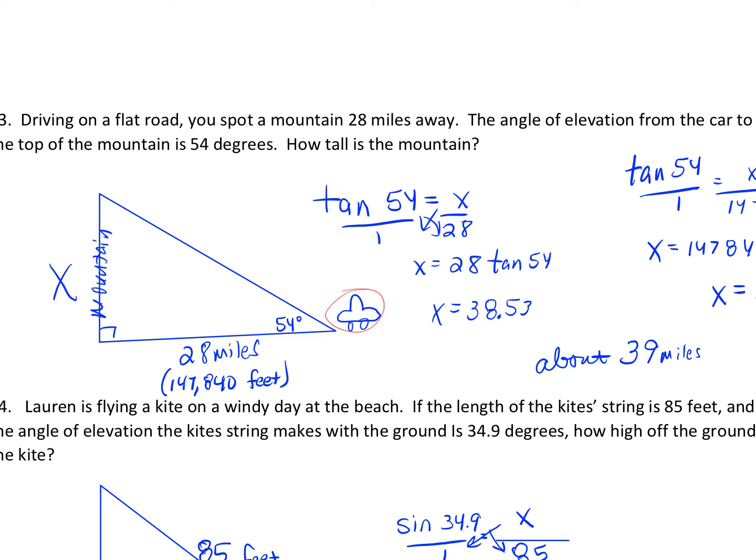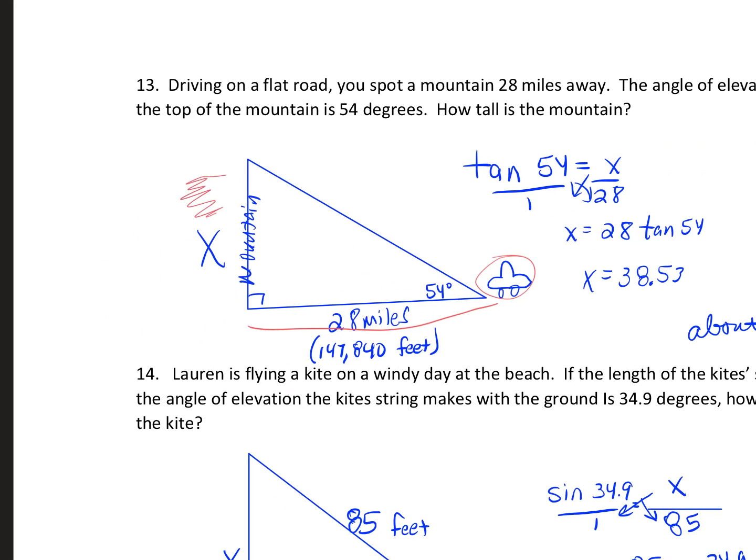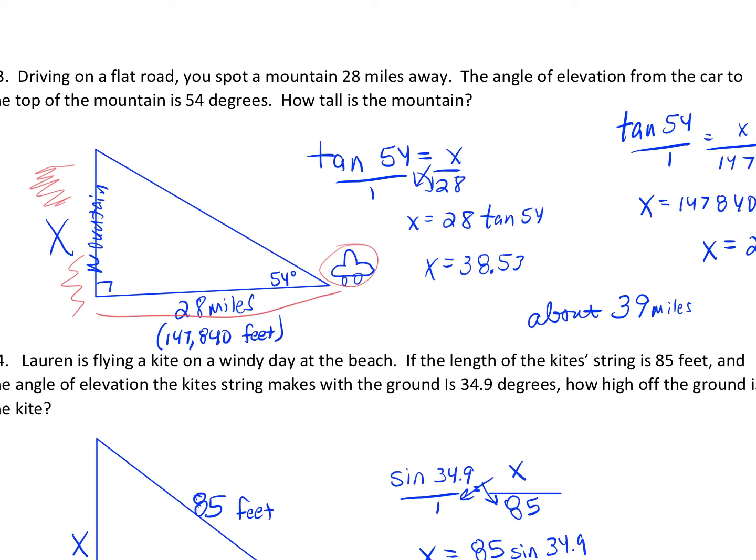What about if I told you a steep road to the top of the mountain? What would I be talking about? Hypotenuse. But I told you the flat road, all right? The flat road from here to the base of the mountain, 28 miles. It's a long way away. I asked you how tall the mountain was. We're looking for the height. Here's our mountain over here. Does it make sense that it's 39 miles tall?